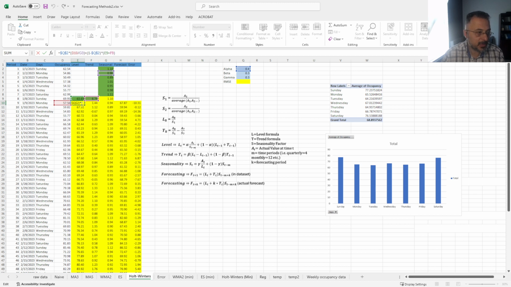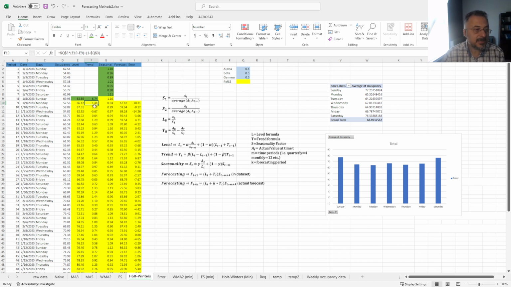Basically, we are doing this, right? So what is the L T minus 1? One time period before level, plus one time period before trend. So basically this is here. That's it. You also pull this down all the way. So we got the seasonals, we got the level, now trend.